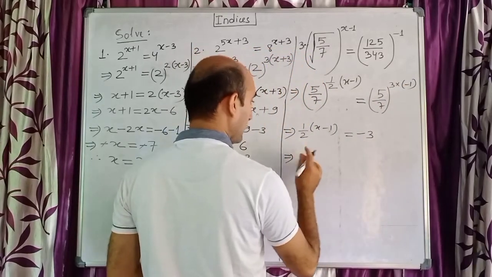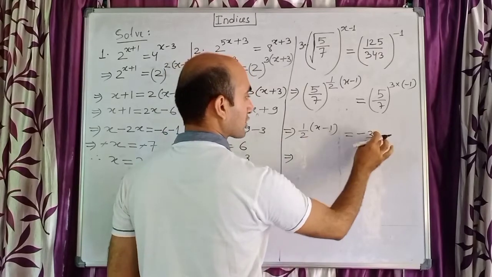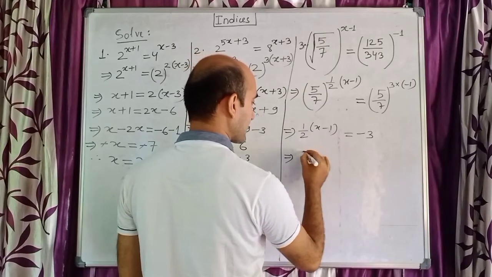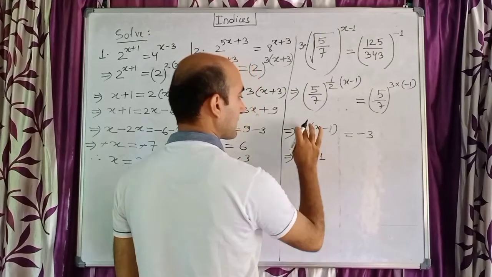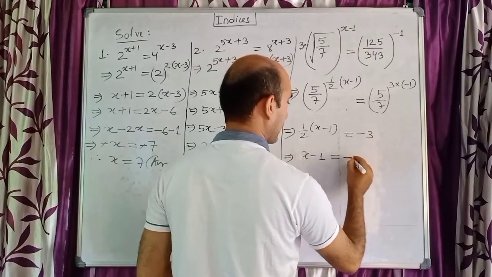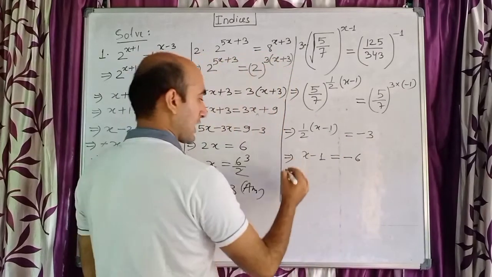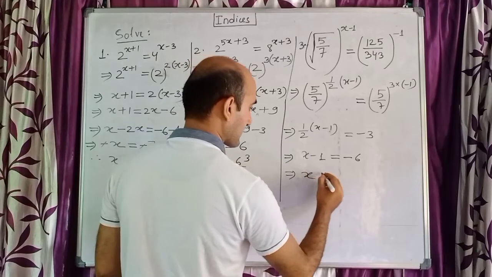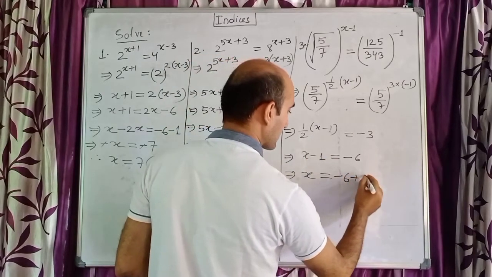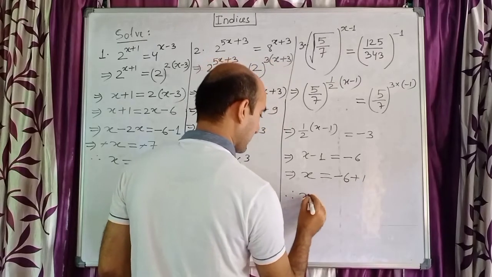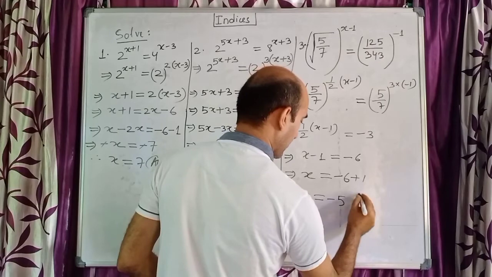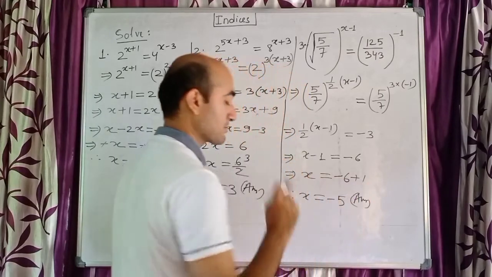Now you can do one thing. This 2 will cross multiply with minus 3. So x minus 1 multiplying with 1 is the same, and this 2 will cross multiply with minus 3, and it is minus 6. So now I have to find the value of x. The minus 1 will go to that side and become plus 1, and finally x is equal to minus 5. This is our answer, because minus 6 plus 1 is minus 5.